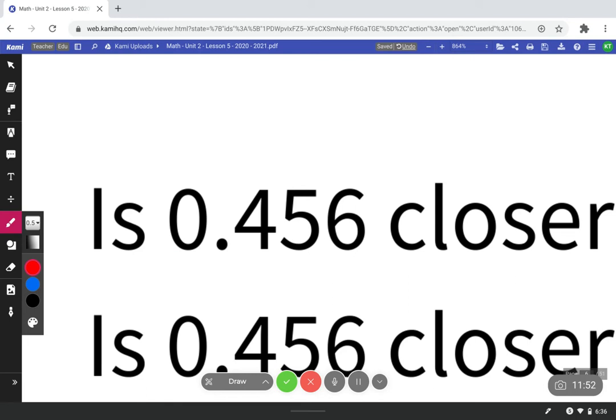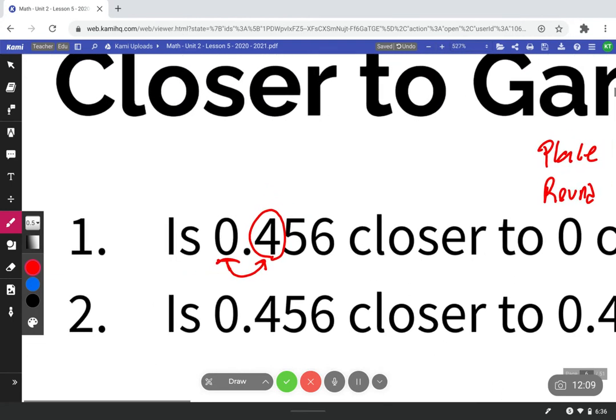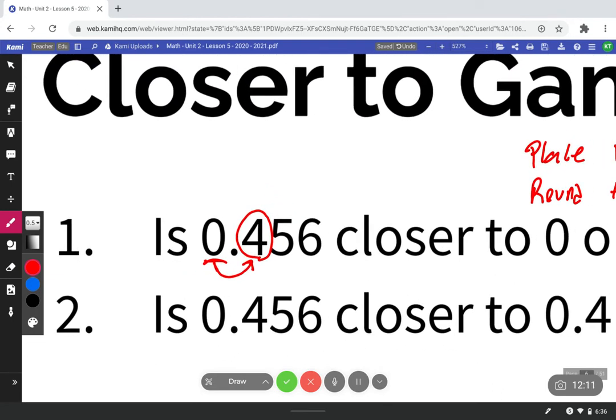Well, what number is in the ones place? 0. So I'm going to go to the first place value to the right and use that as my reference point. Well, 4 is less than 5, so the place value that we're rounding stays the same. So 456 thousandths is closer to 0 than it is to 1.